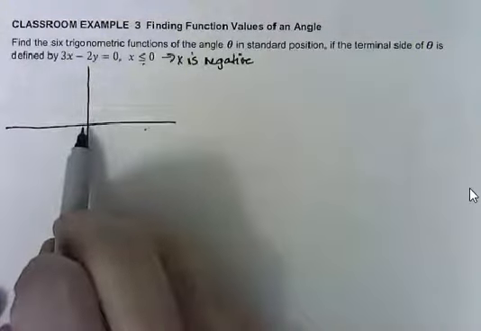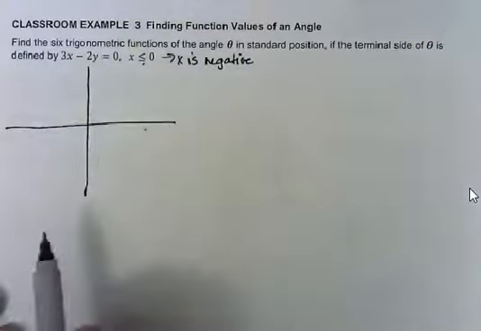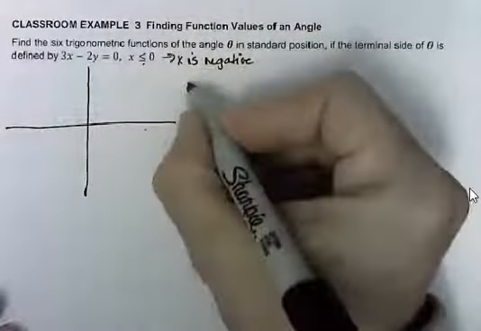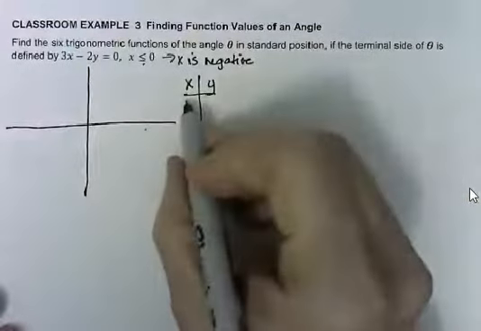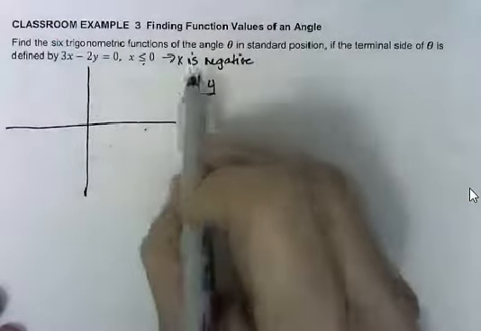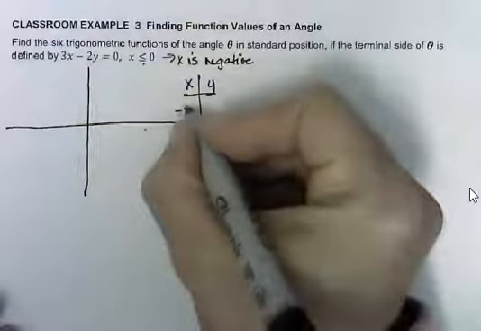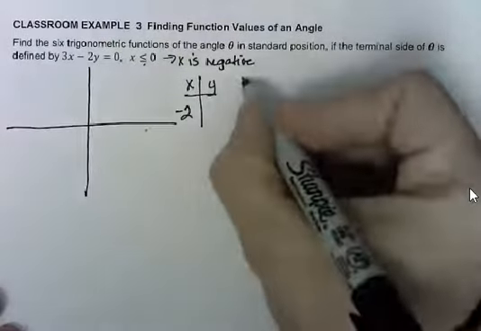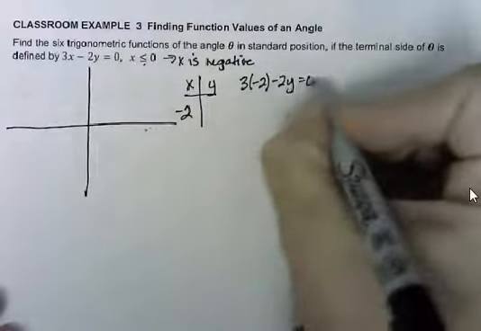That means that our terminal side of our angle is going to be over here somewhere to the left of the y-axis. So we just need to find one point on this line. So I'm just going to make myself a little xy table. I'm going to pick a value for x that's negative so that it'll fill this condition. I'm going to pick -2 for x. And then I'm just going to plug it back into this equation and solve for y.